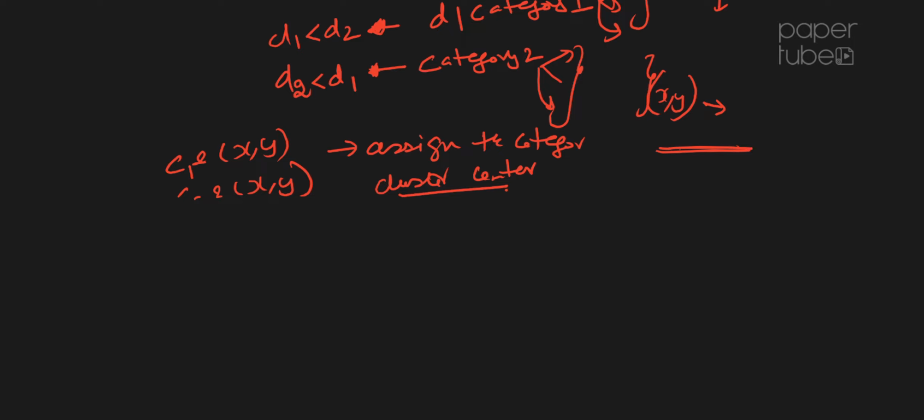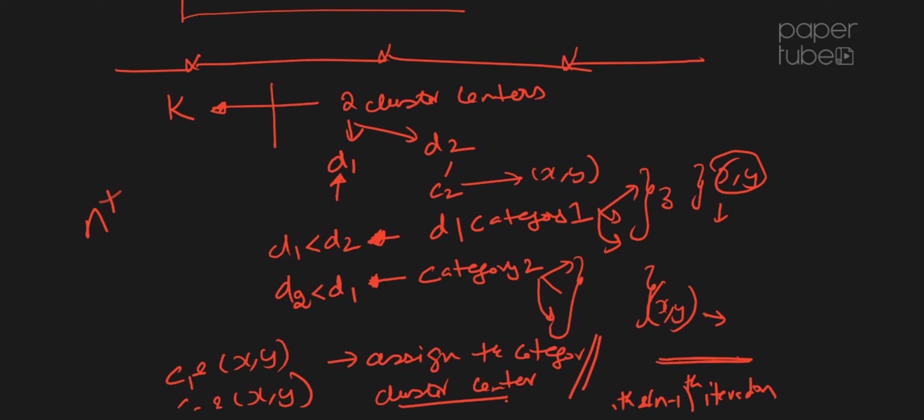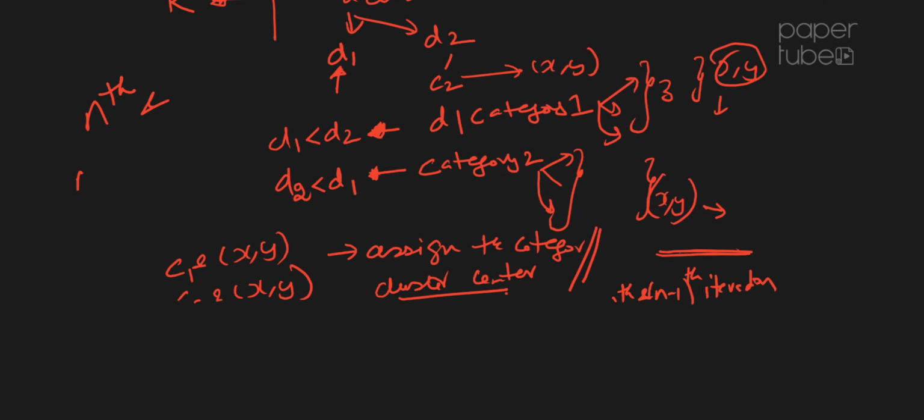So you repeat this procedure until you get the same cluster center twice. So your nth iteration and (n minus 1)th iteration should have the same cluster centers C1 and C2. Then the program is said to be converged.